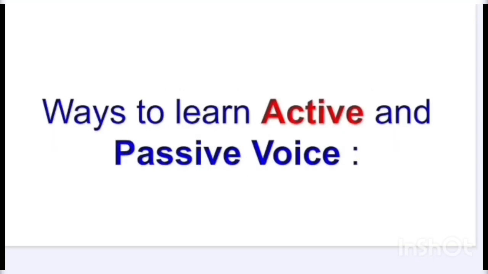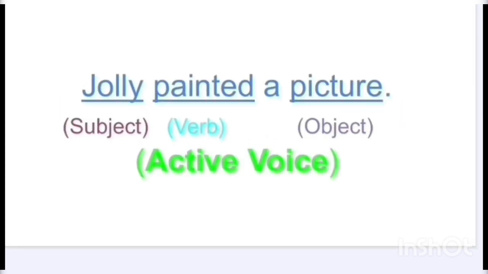Ways to learn active and passive voice. You can see the example of active voice. Jolly painted a picture. This is in active form. So in active voice, Jolly here is a subject, painted is verb, and picture is object. So it's in direct form.